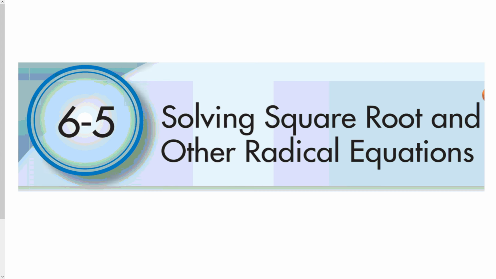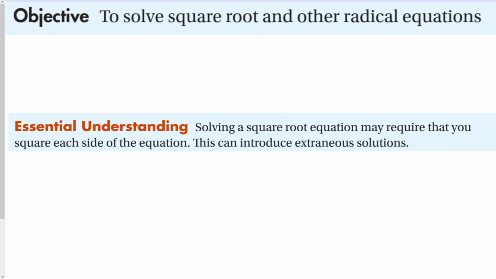Today we are going to be doing section 6-5, solving square root and other radical equations. Okay. So our objective is to solve square root and other radical equations. We can solve these by undoing the previous operation, right? Undoing the radical by mostly squaring both sides.